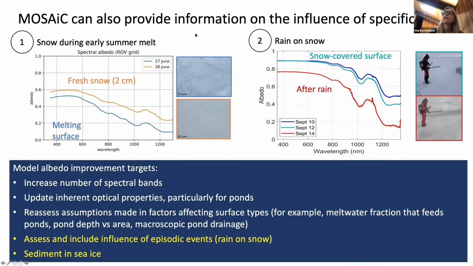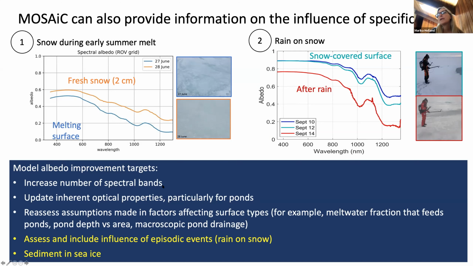Additionally, we have observations from MOSAiC that are providing information on the influence of specific events. So fresh snow events on a melting sea ice surface, shown here for the end of June, rain on snow events shown here in the middle of September. So these are the kinds of observations that we're using to think about albedo improvements in the model.